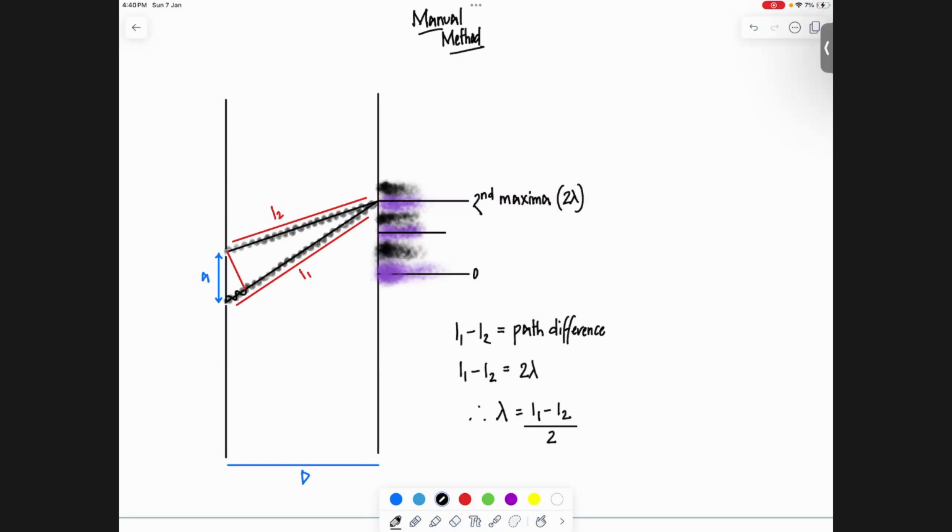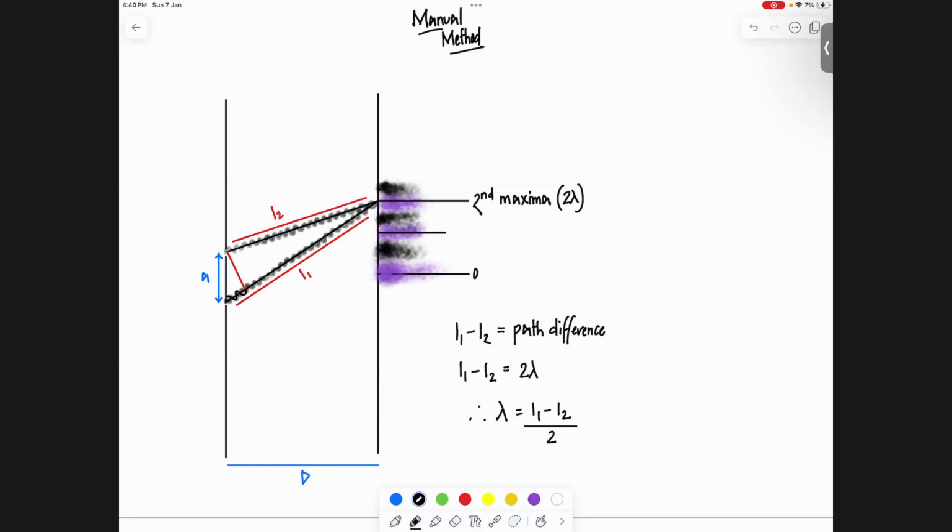Why can't we use first maxima? Very good question. Can anyone tell me, can I use first maxima? Yes, of course. Why can't it be used? If I use first maxima, what will L1 minus L2 give? Lambda. Second maxima gives L1 minus L2 is 2 lambda, right?